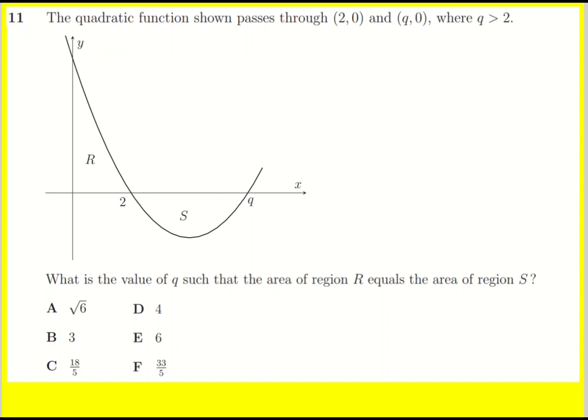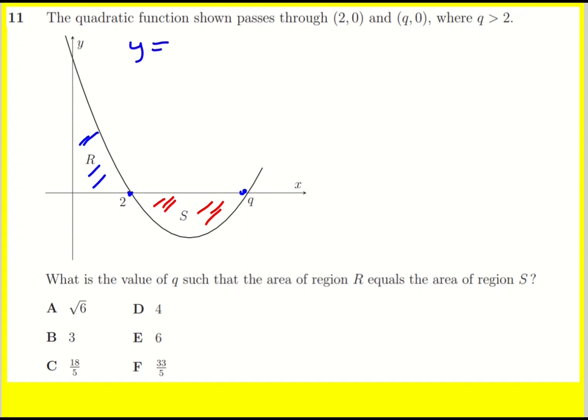The quadratic function shown passes through (2, 0) and (q, 0), where q is greater than 2. What's the value of q such that the area of R is equal to the area of region S? Well, let's first of all write down the quadratic.